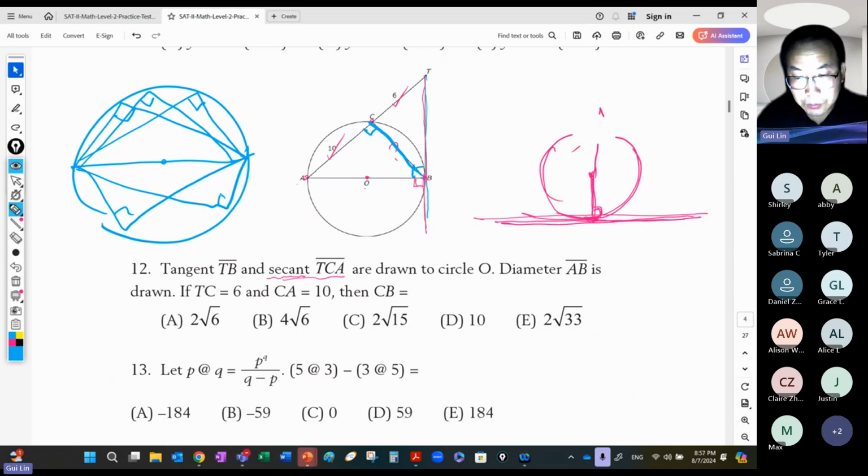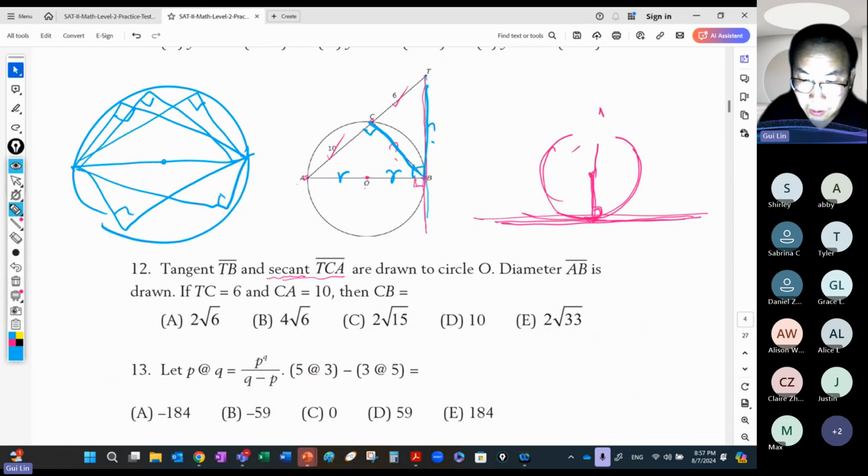Okay, so what do we need to do? We need to figure out what CB will be. So we suppose here is R, here is R. So we need to find out what this is, and then find out here. Okay, so this is a little bit complicated. All right, so let's find out TB first.